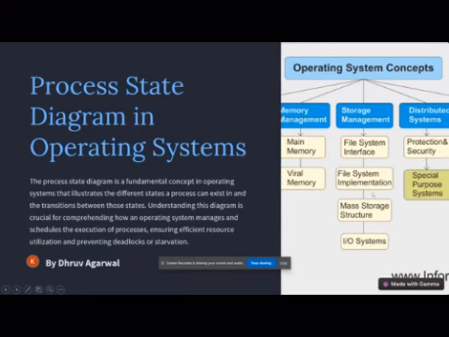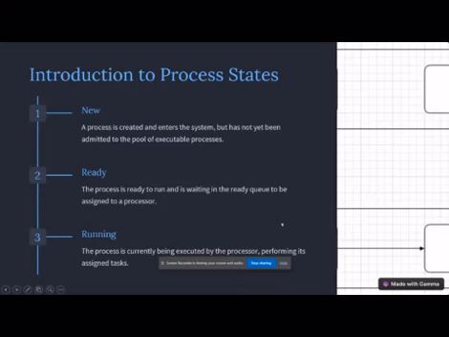Now, next, introduction to process states. New, ready, running. It consists of three states. New: a process is created and enters the system, but has not yet been admitted to the pool of executable processes. And ready: the process is ready to run and is waiting in the ready queue to be assigned to a processor.